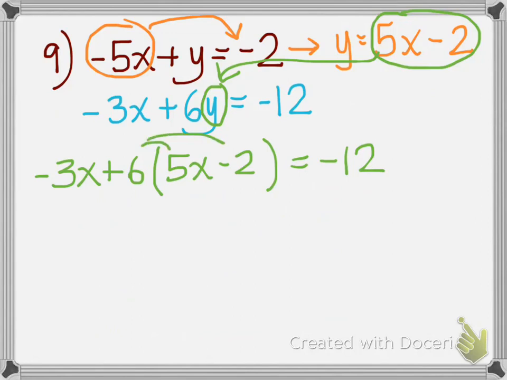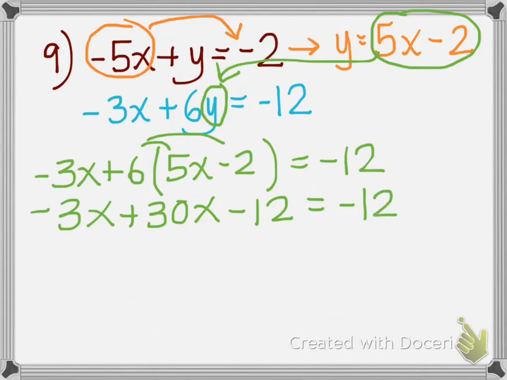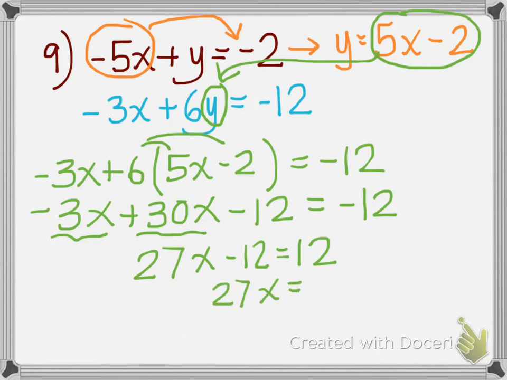So I distribute, and I get 30x minus 12 equals negative 12. I'm going to add my like terms. That makes a positive 27. I'm going to add 12 to both sides. What happened? I made a mistake somewhere. 5x minus 2. Hold on. Pause.